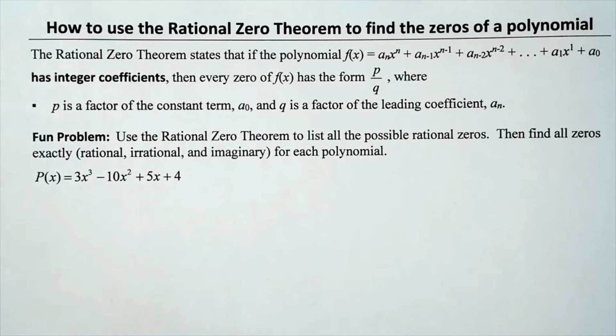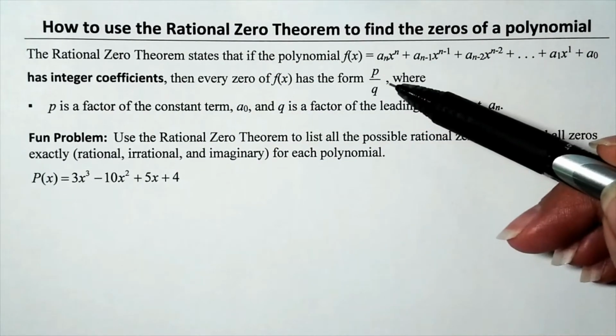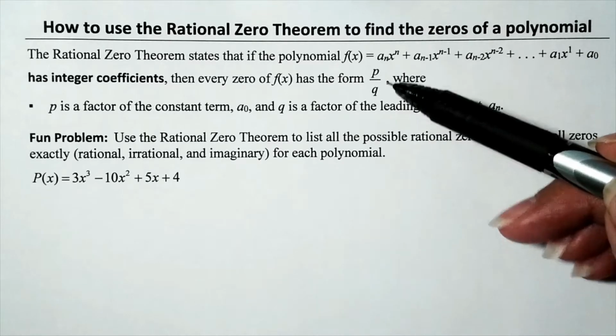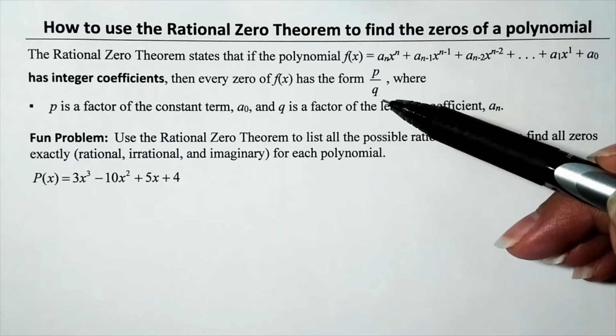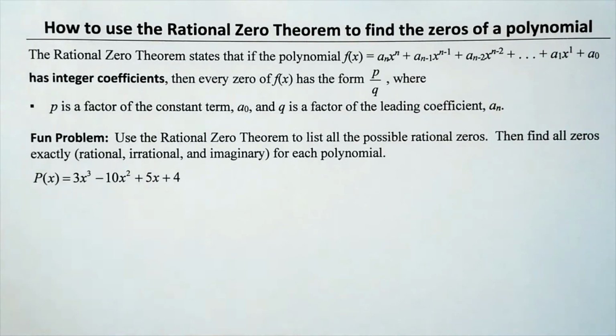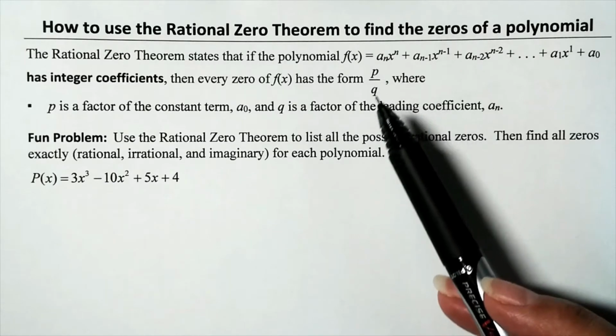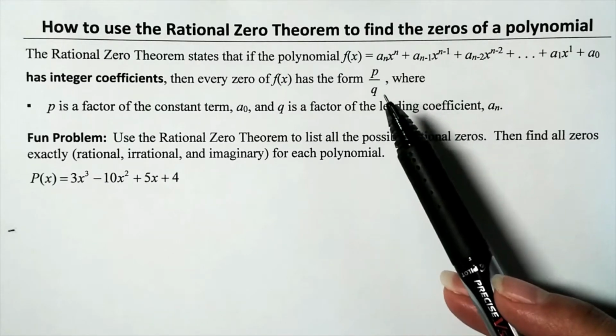That kind of makes sense, because what is a rational number? A rational number is a number that can be written as a quotient of two integers. The books will say a over b. So the rational zero theorem states that if this is your polynomial, then every rational zero is of the form p over q. But what is p and what is q?